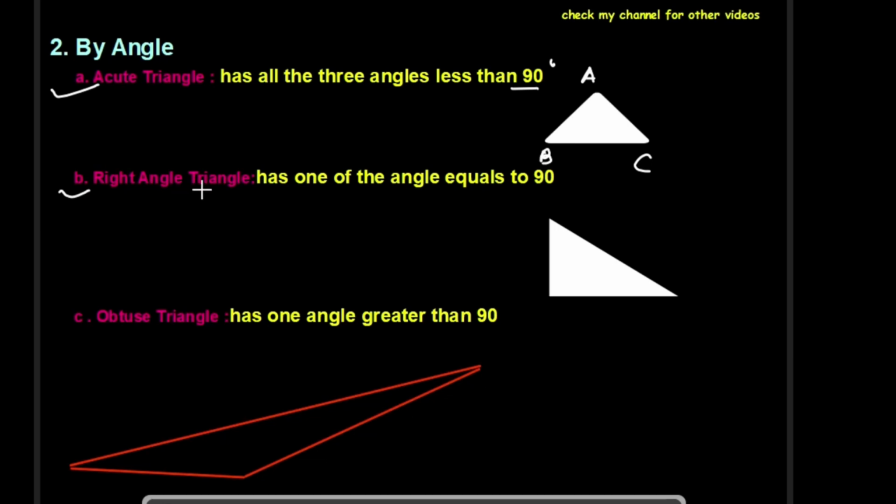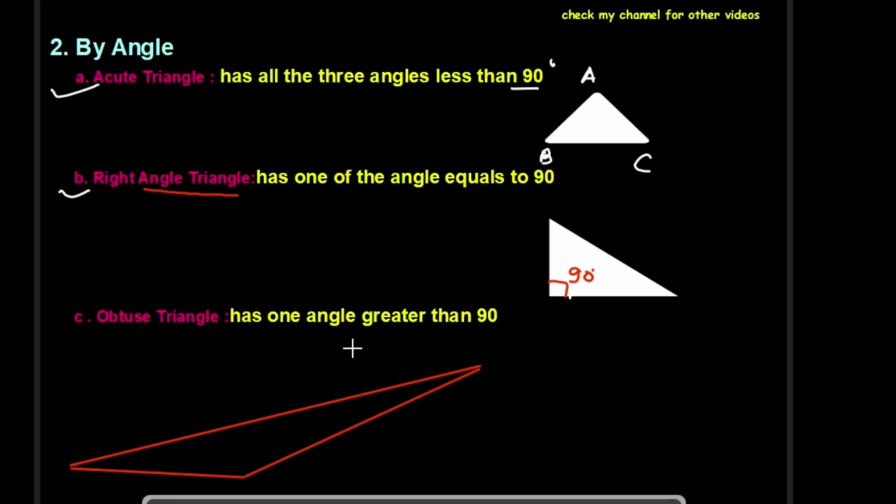Now moving to the next, the right angle triangle. In a right angle triangle, one of the angles of the triangle is 90 degrees, like this. If it is 90 degrees, we can say this is a right angle triangle. So the condition is that one angle should be equal to 90 degrees.